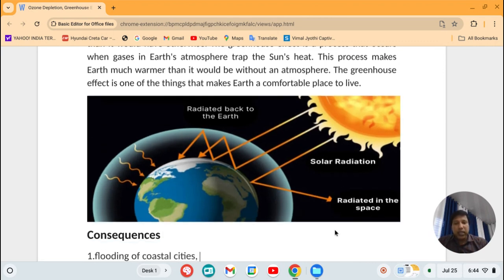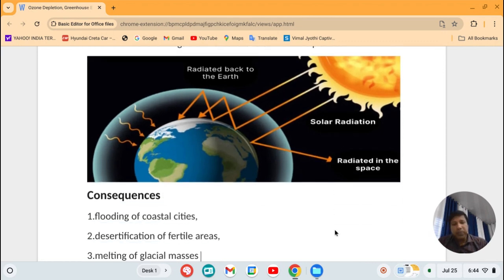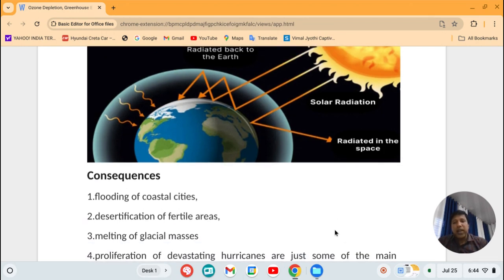Now we will see what are the consequences of the greenhouse effect. Flooding of coastal cities, since the sea level increases, coastal cities will be affected. Then desertification of fertile areas, like drying of the fertile areas. Then melting of glacier masses. Like ice present at the poles will melt, and due to that, the water level will increase.